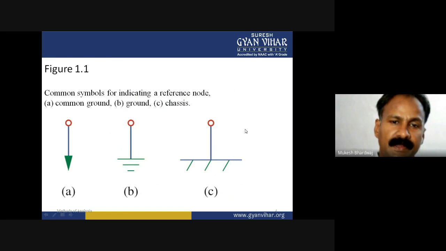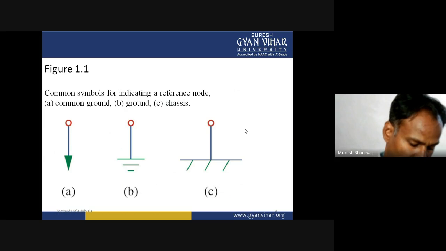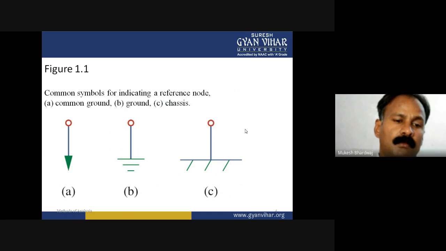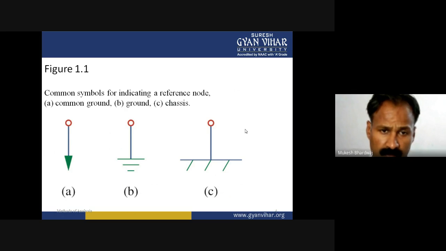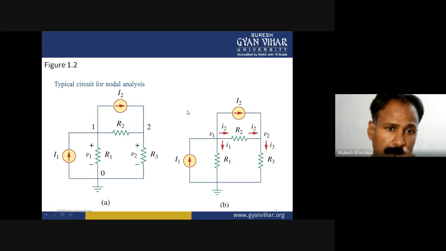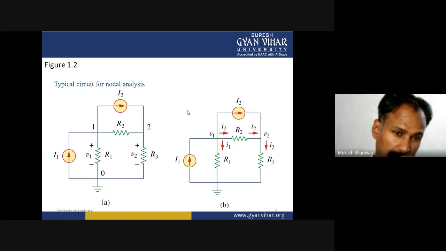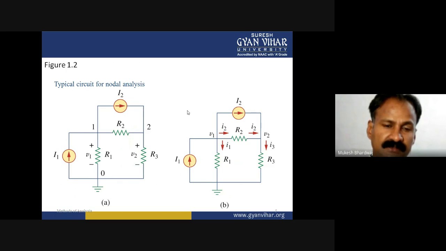Common symbols for indicating a reference node: A, B, and C. These are some common symbols for indicating a reference node. Typical circuit for nodal analysis. These are a few examples which are used to find the circuits using nodal analysis.